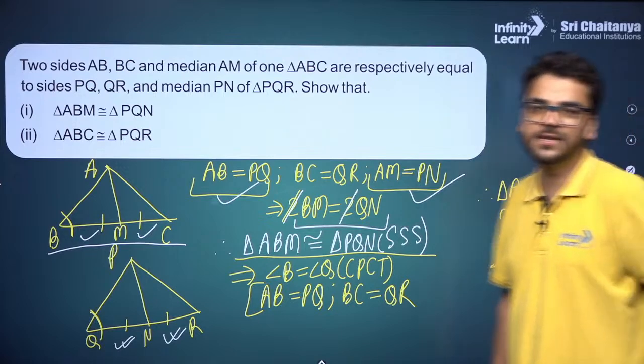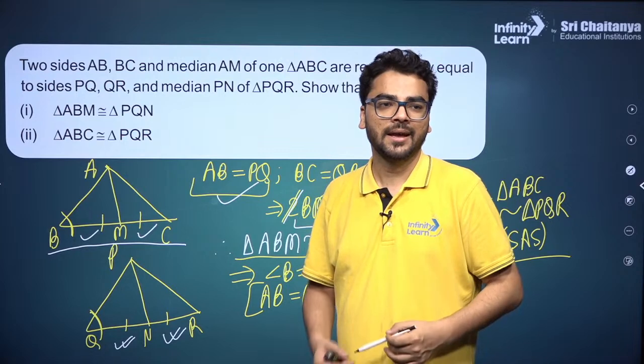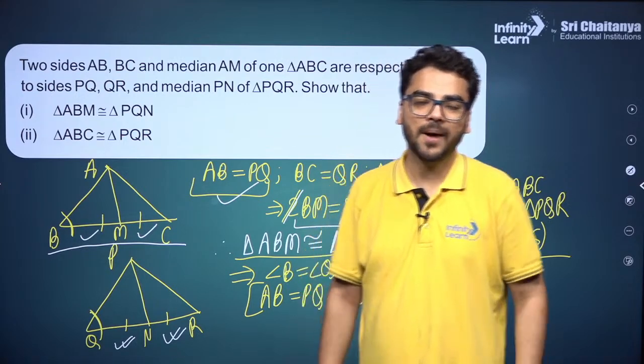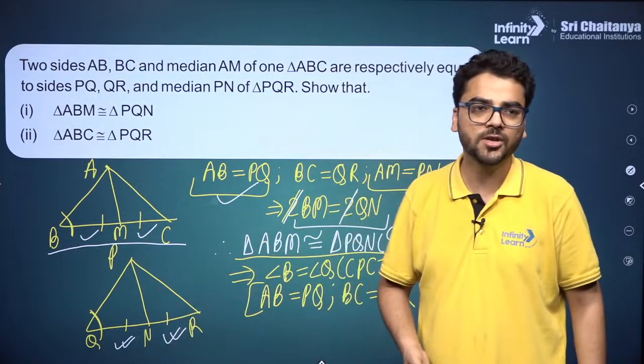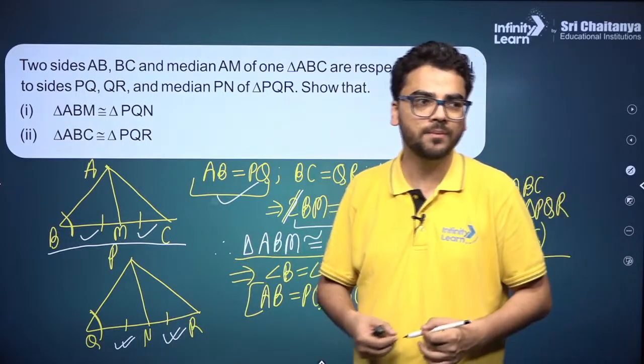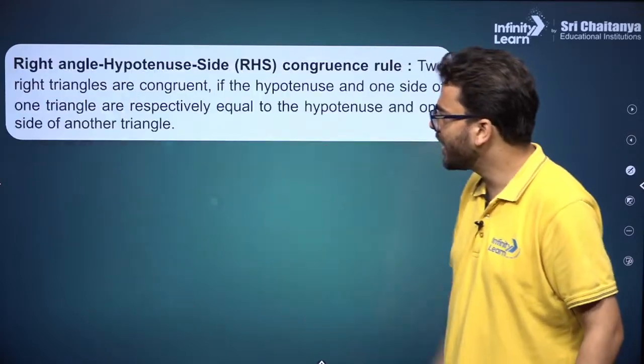Is it clear to every student in this session? Just confirm that in the chat, guys. Is this clear? By SAS congruency criterion, they are congruent. So both the parts of this question are done. I hope this is clear. Okay, so let's move on to the next thing, guys.